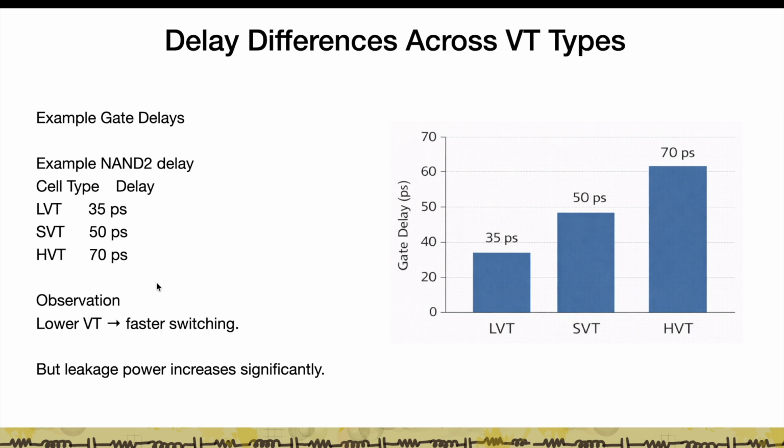And the leakage power penalty runs in the other direction. LVT leaks the most, HVT leaks the least. We'll quantify that in a moment. This 2x delay window is exactly what gives designers room to maneuver when paths fail timing.